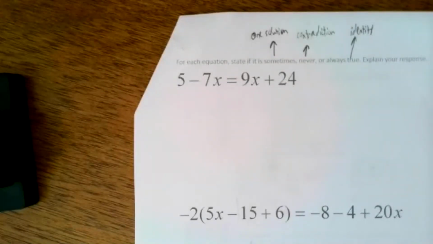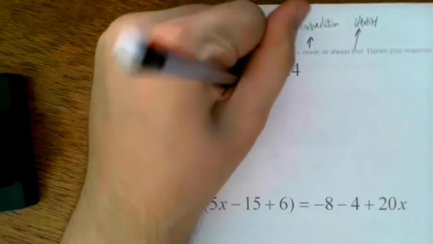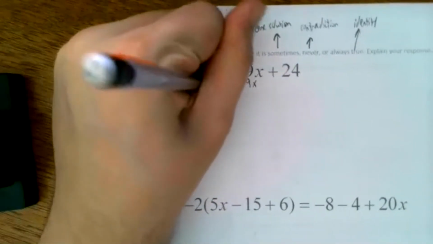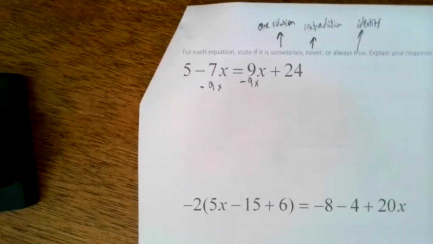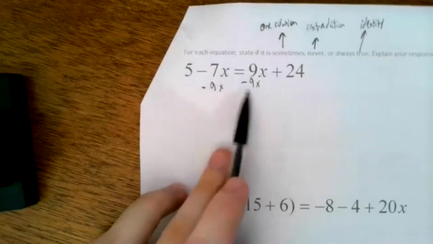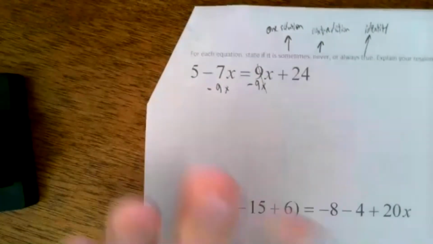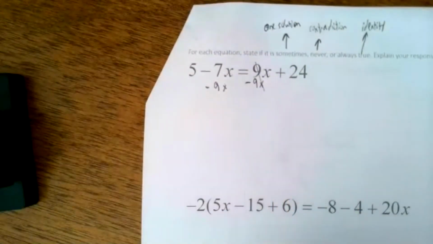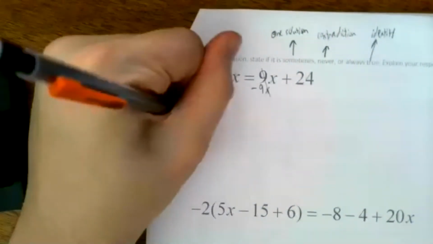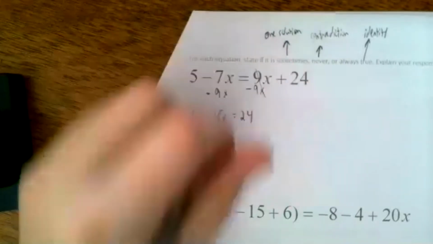Well, let's start off by subtracting 9x from each side. Sure, we can do that, absolutely. So we have a decision. Our decision is, do we want all the x's on the left side or all the x's on the right side? So here you choose to have all the x's on the left side, right? Because these two will cancel. So since we made that decision to have all the x's on the left, now we need to make the decision to have all the constants on the right, right? So I'm going to rewrite this. So we have 5 minus 16x equals 24.